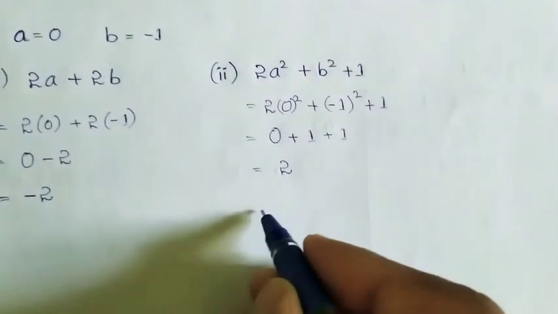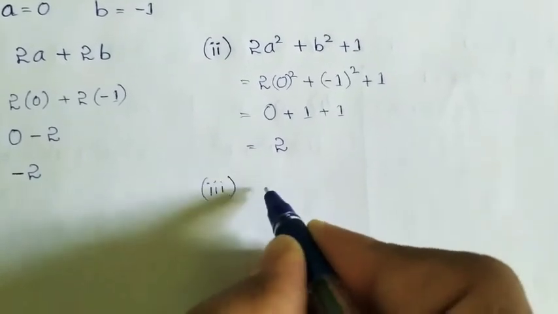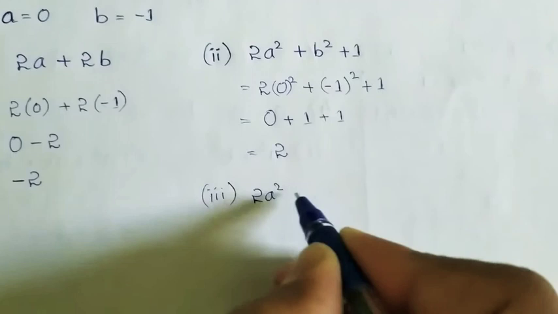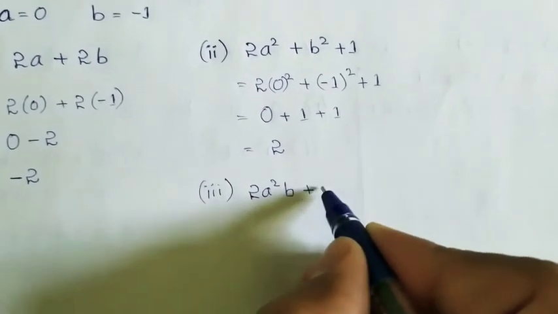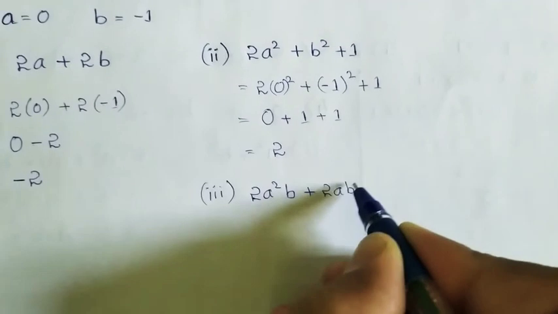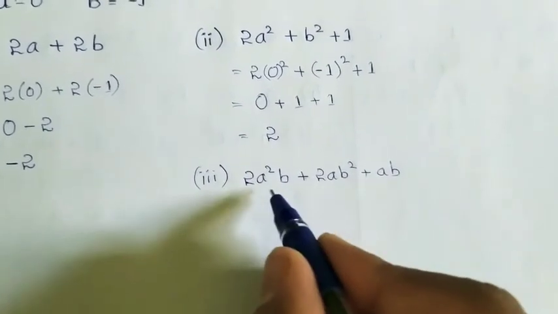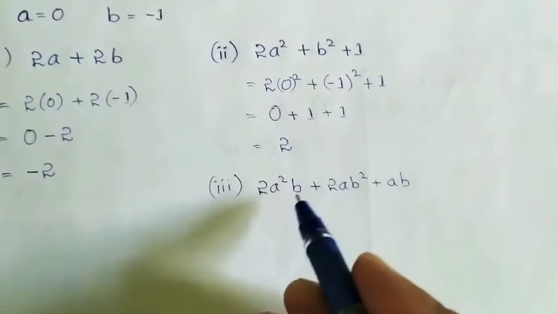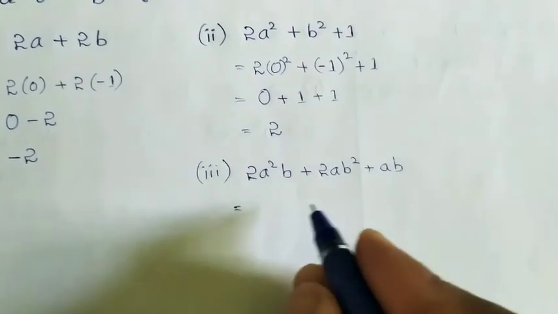And along with that, they given third one. See, if you do the third one, it is very easy. By seeing only you can say the answer. It will be 0. Why? Because see here, 2a square b plus 2ab square plus ab. So in all three terms, a is multiplying. So a value is 0. So if you put the 0 in all the terms, all terms will become 0.